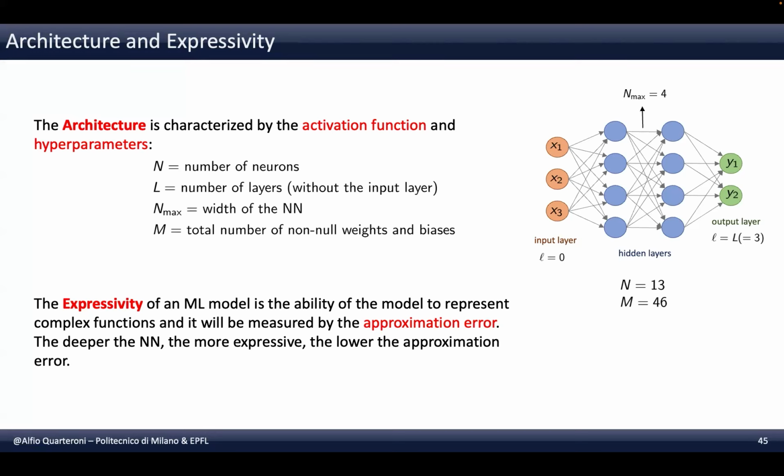The expressivity of a machine learning model is actually the ability of the model to represent complex functions, and is measured by the approximation error. And this is governed by the actual parameters. So the hyperparameters are those that are behind the definition of architecture. The parameters are those that provide the expressivity of the neural network, this capability of generalization, say.